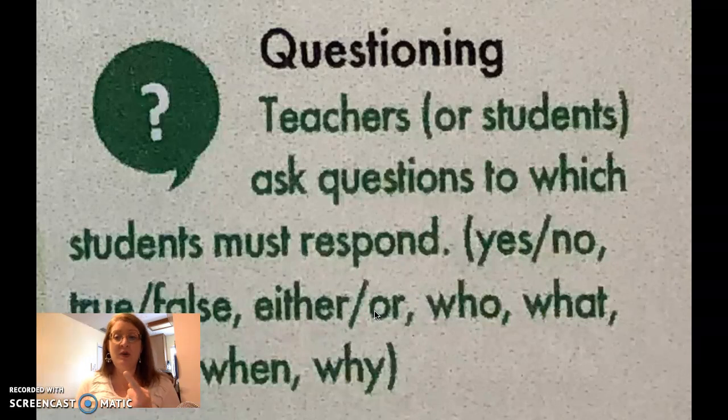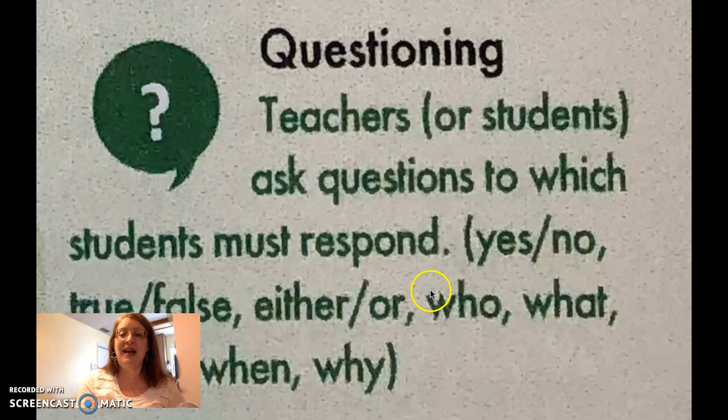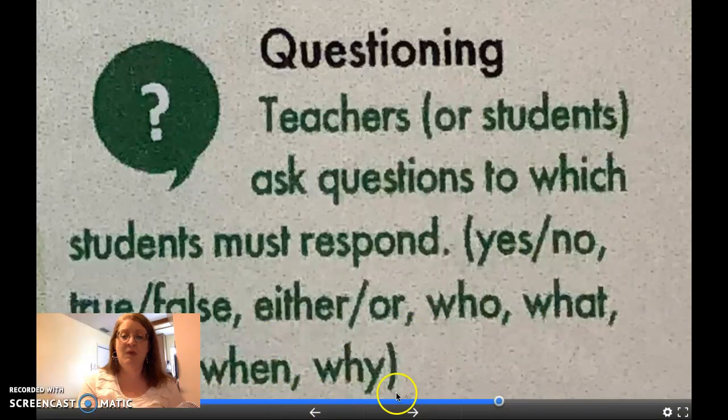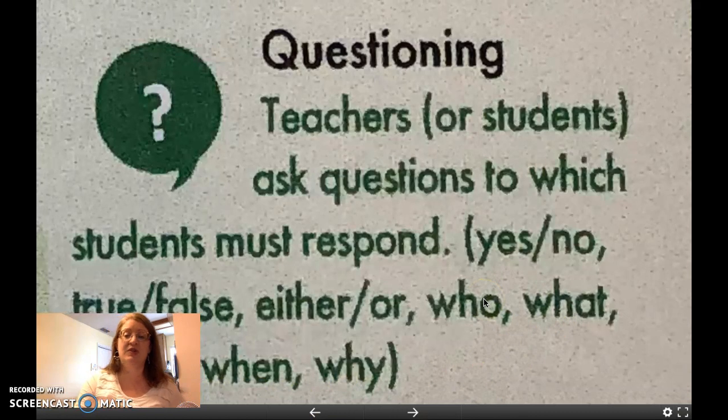You don't want to just ask one question. You want to start with yes, no, which requires very little language on the student's part, or true, false. Move to either or. So now you hold up an apple and you ask them, is this an apple or an orange? And they say apple. And then lastly, you do the who, what, when, where, why type of questions, where students have to produce a little bit more language.